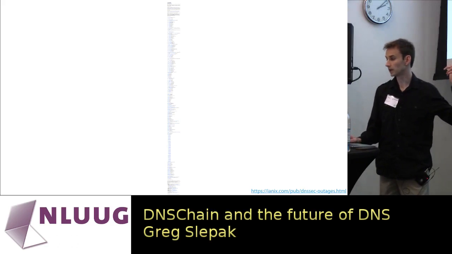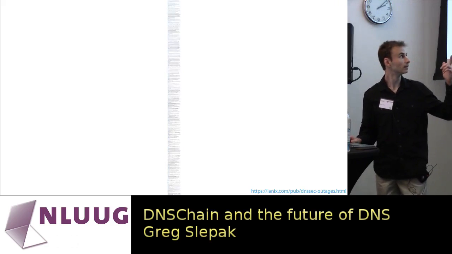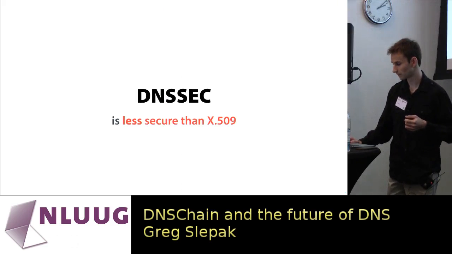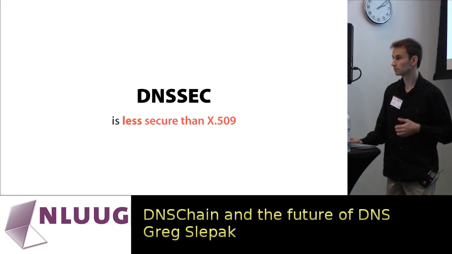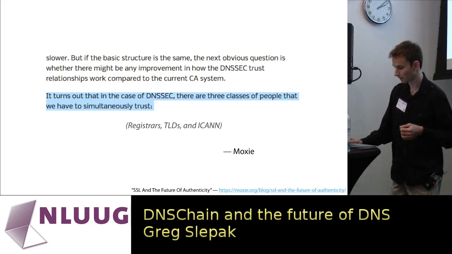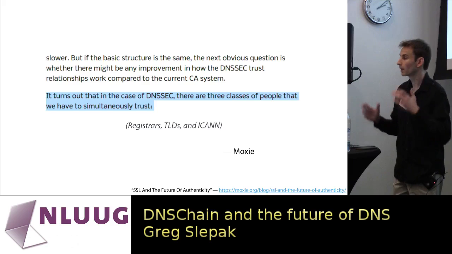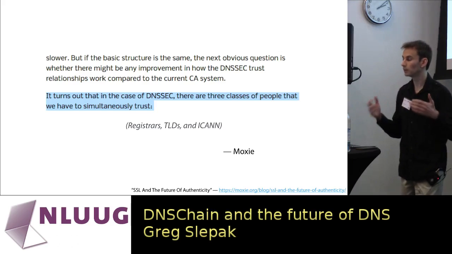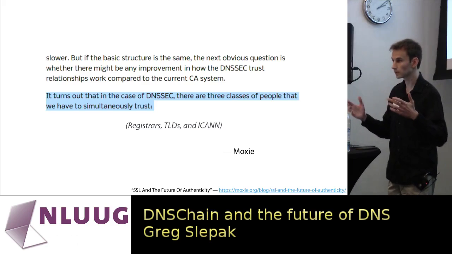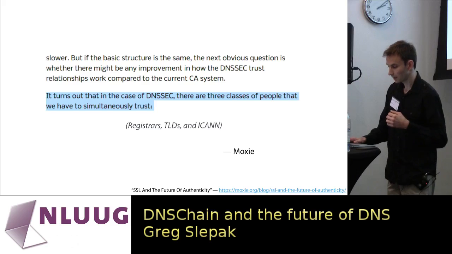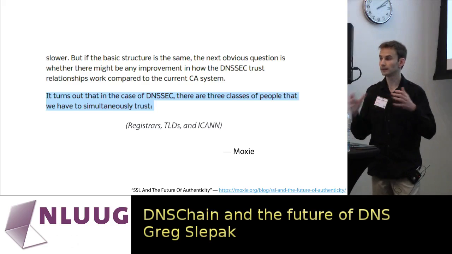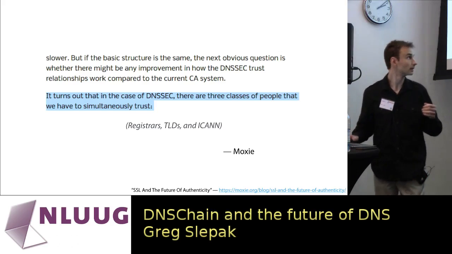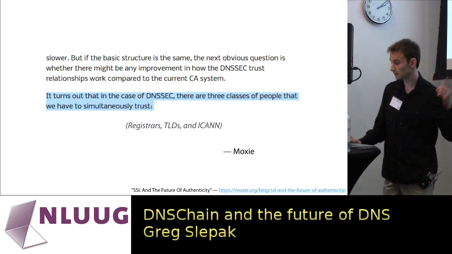That's not the full image either. So DNSSEC is unnecessary and it's less secure than X509. And why is it less secure? Well, it's because when you look at that answer to question number one of who are you designating as your trusted entity, DNSSEC designates more entities than X509 does. Registrars, TLDs, and ICANN.